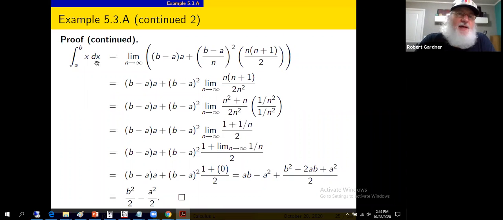So the integral from A to B of x dx is B squared over 2 minus A squared over 2. Odd sounding things to have. For the values of these, there's a pattern. If you've seen integration before, you're not in the least bit surprised by these.